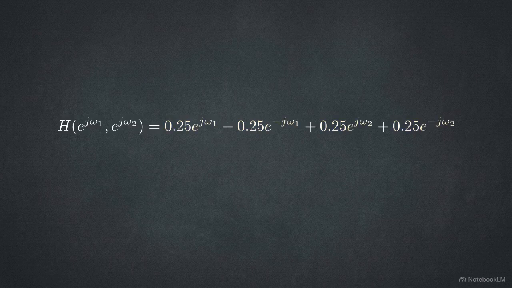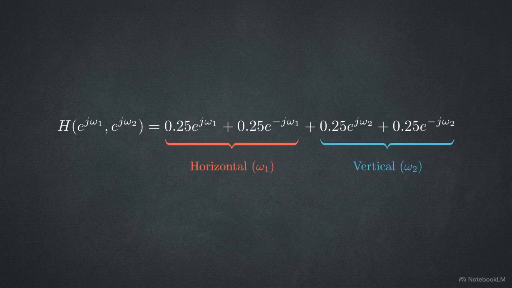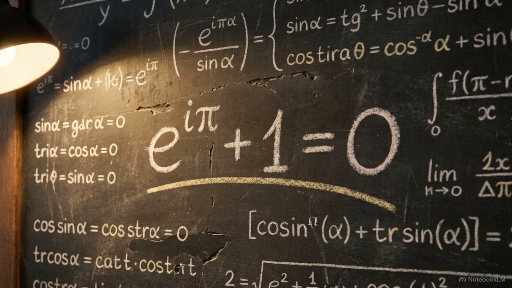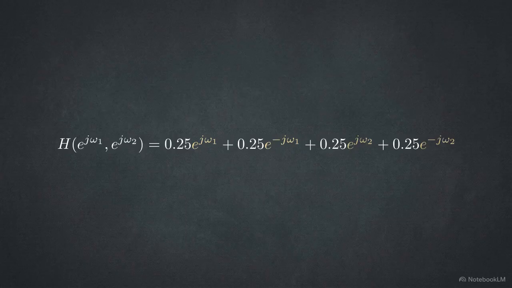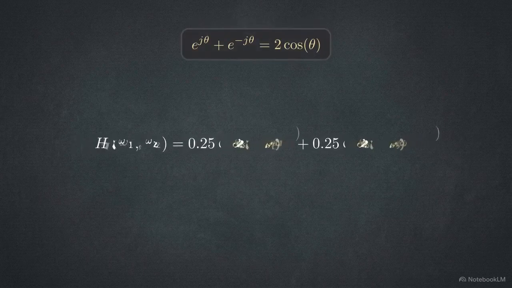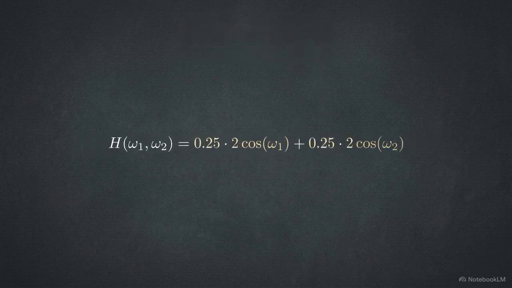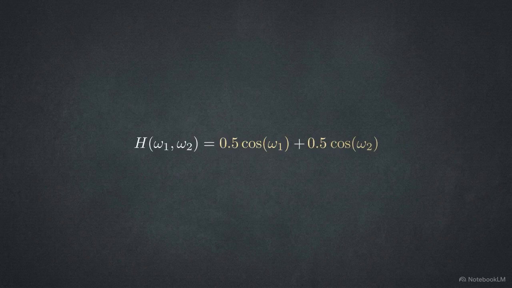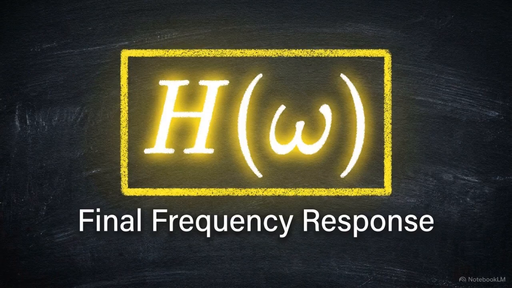We group the mathematically symmetrical spatial terms together along the horizontal axis, omega-1. We do the same for the vertical axis, omega-2. We can simplify this expansion by applying Euler's identity. Euler's formula allows us to convert those complex exponential pairs directly into standard cosine functions. The 0.25 weights combine, giving us a multiplier of 0.5. This yields the final frequency response equation for our question 1 filter. H of omega-1, omega-2 equals 0.5 times the sum of cosine omega-1 and cosine omega-2.